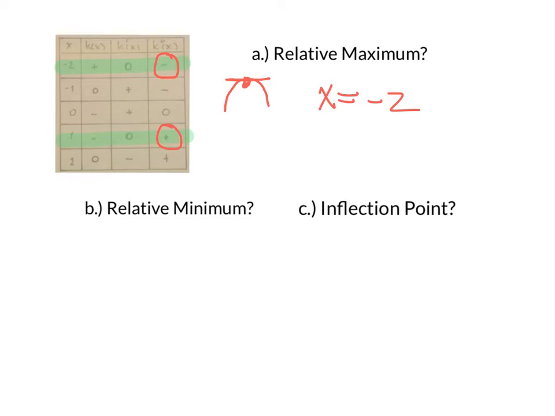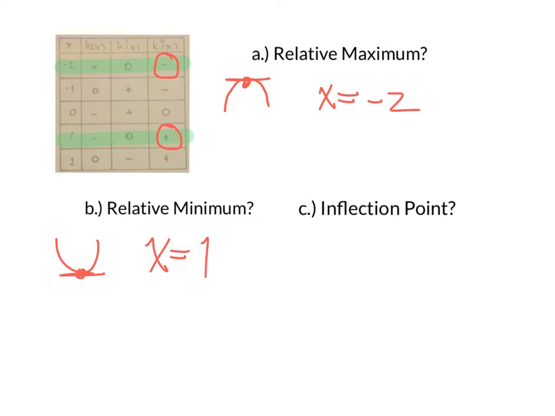On the other hand, for x equals negative 1, its second derivative is positive, meaning it's concave up. Because at x equals negative 1, there's a critical point, the slope of the tangent line is 0. It means we're at the bottom of this curve, making it a relative minimum at x equals negative 1.